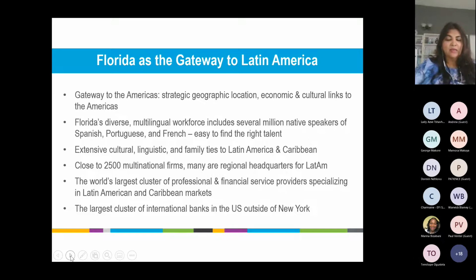Florida has a natural and historical advantage of geographic, economic, cultural, and linguistic links to Latin America. Again, we see it as the gateway to South America, North America, and the Caribbean basin, which is also reflected in the trading patterns. There are over 2,500 multinational firms located in Florida, and many of those are regional headquarters for Latin America, as I've mentioned earlier. One other interesting fact is that Florida has the largest cluster of international banks in the US outside of New York. Next slide, please.